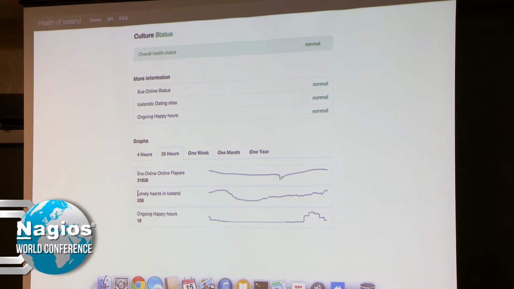We have a graph here called Lonely Hearts in Iceland. Does anyone want to guess what that means? It's almost, it's Icelanders that are currently logged into dating websites that are popular in Iceland.